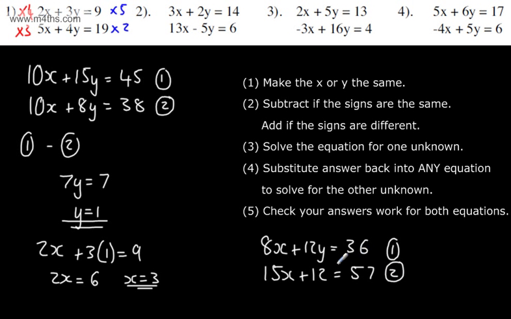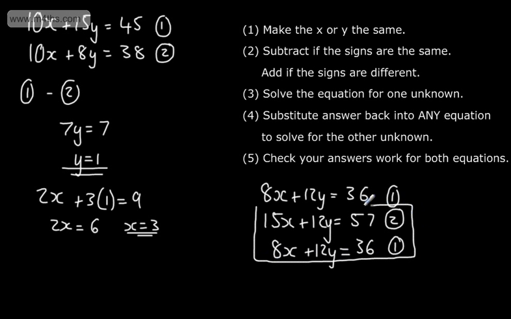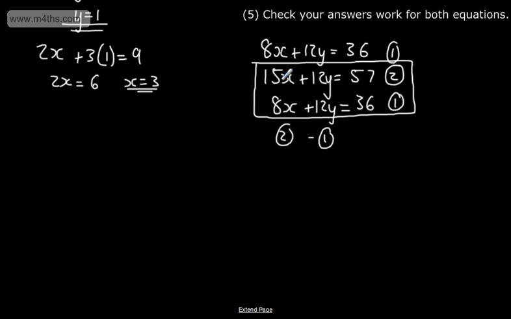We will call this one equation 1 and equation 2. Here, we want to now eliminate the y's. If I do 2 minus 1, and just rewriting 1 here, if you like, you don't have to. It might make your life slightly easier. So if I do 2 minus 1, I'm going to end up with 15x minus 8x, that's 7x. The y's are going to cancel, 57 minus 36 is 21. We can see that x is equal to 3.